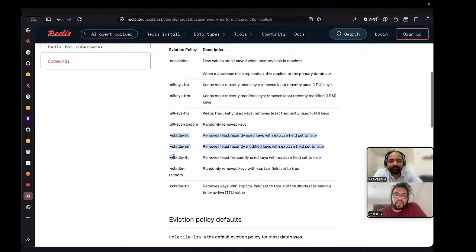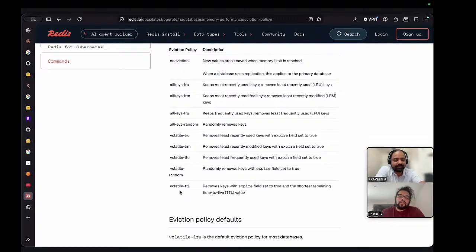And you can see there is a similar policy with volatile added, right? Where it comes to volatility or the time thing. It comes more to the expiration of the things. Yes, this is the time to live concept we talked about.